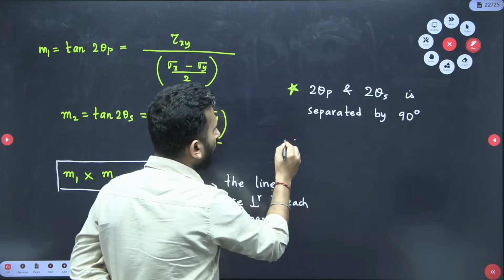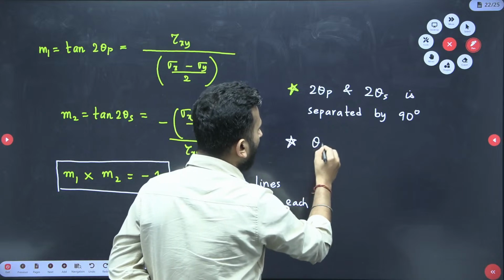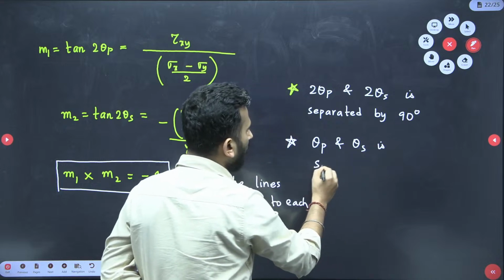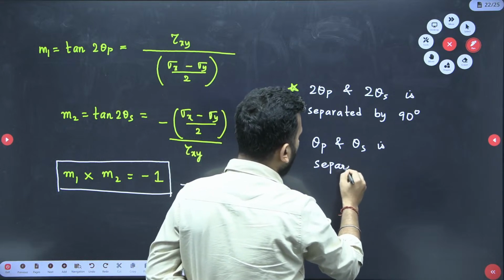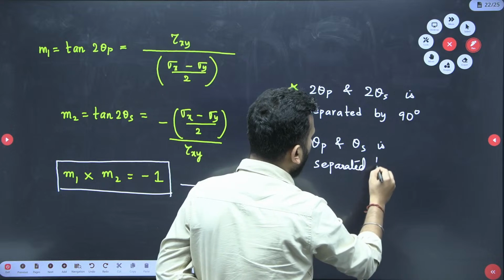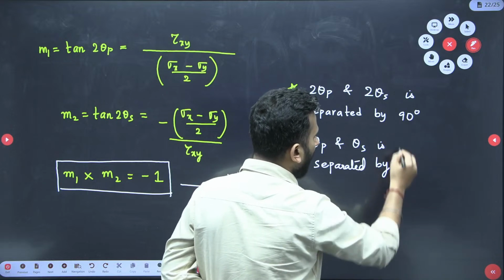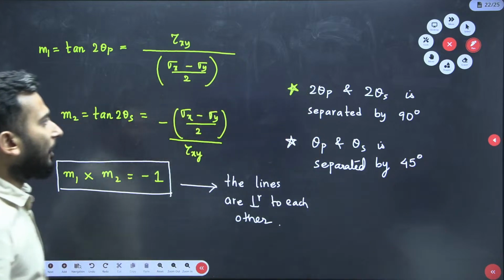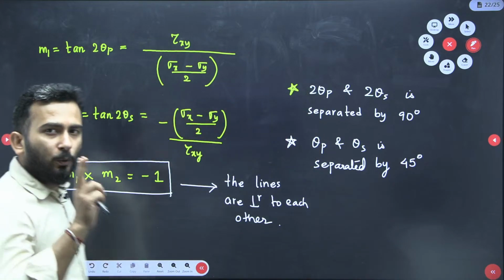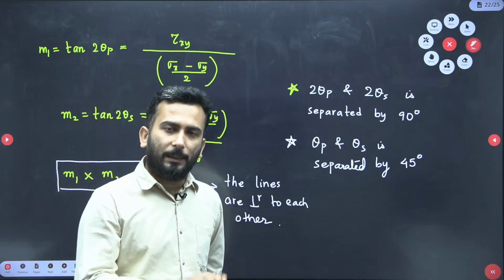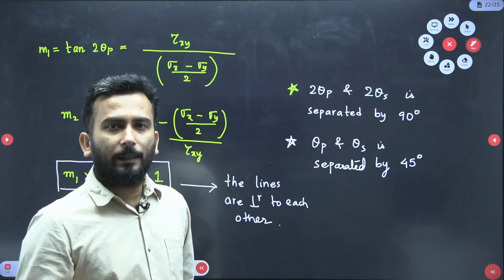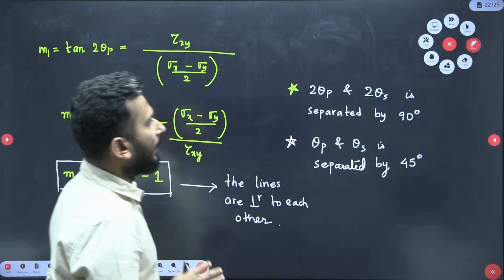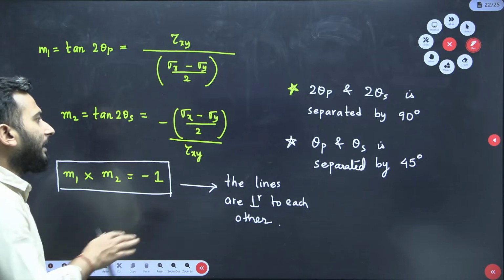So if I ask you what is the angle between theta p and theta s, you will say that it is separated by how much? Simply reduce it, half it, so 45 degree. Are you getting or not? Obviously two planes will be there, two planes of principal and two planes of shear will be there, right? So all these are small observations.